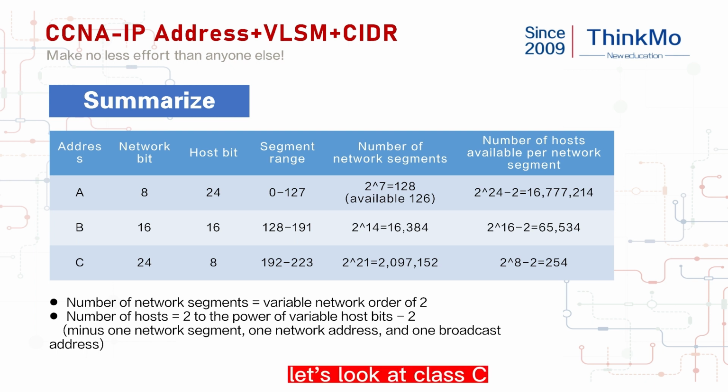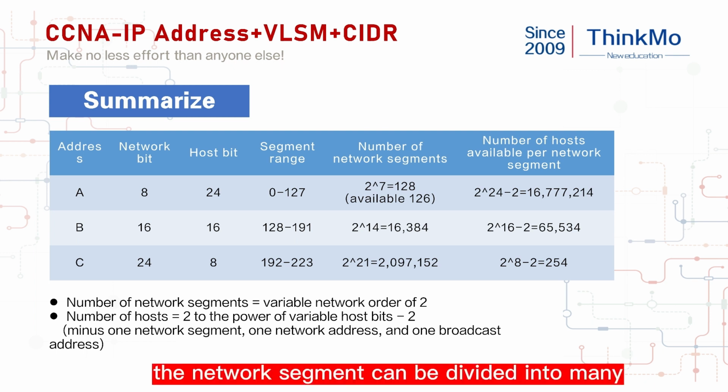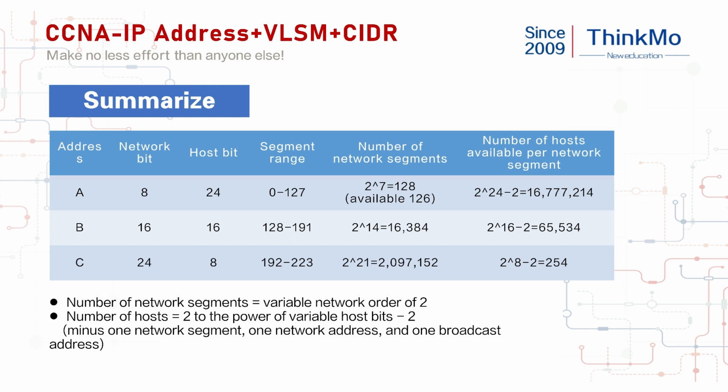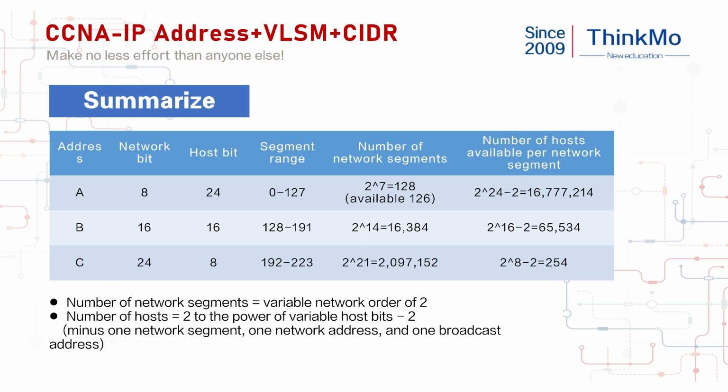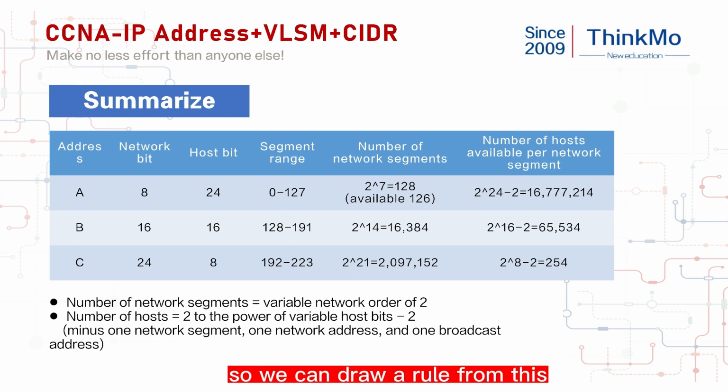Let's look at Class C. The network segment can be divided into many. However, the number of host bits per network segment is relatively small. So we can draw a rule from this.